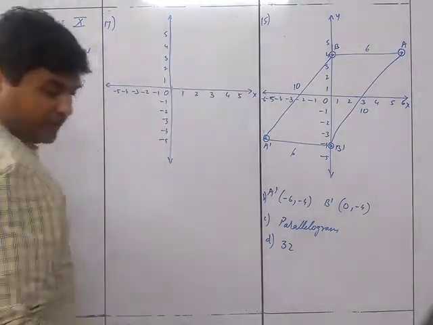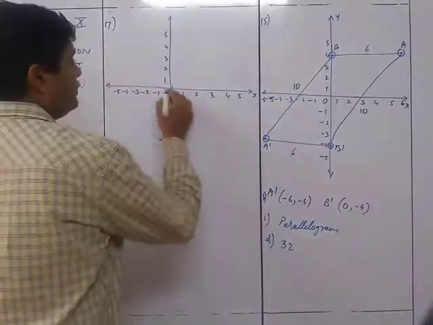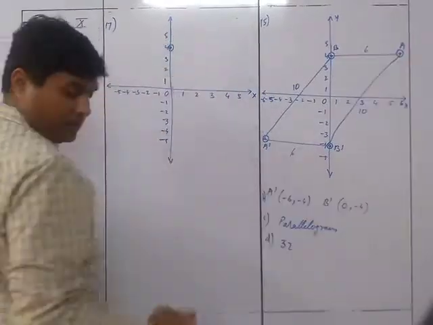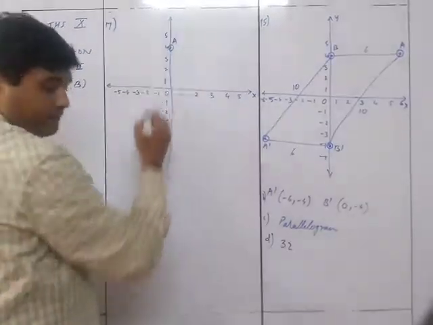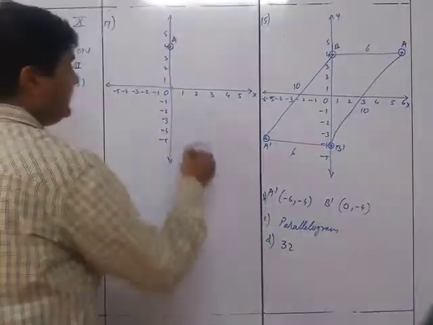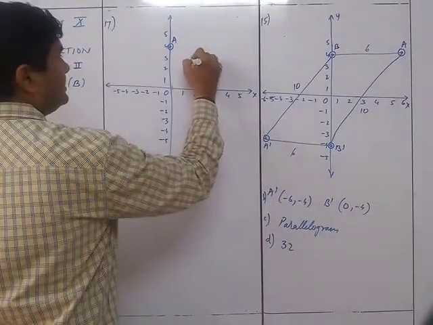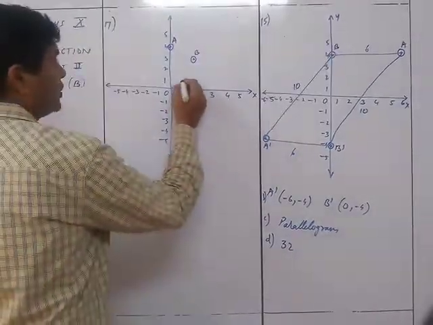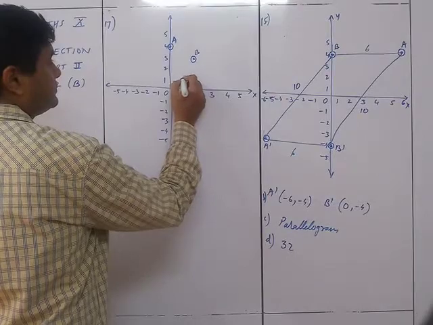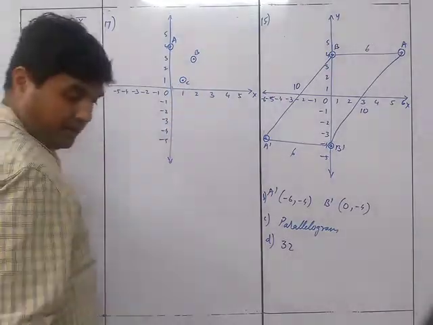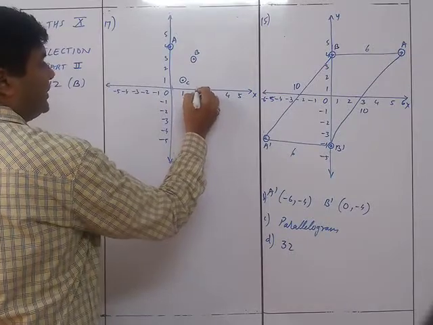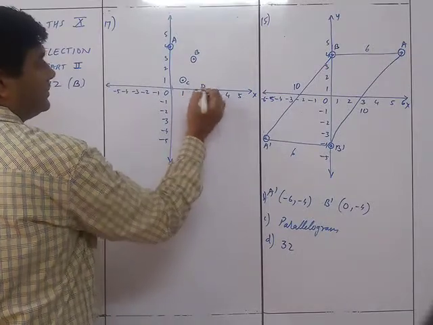What are the 4 points? The first point is 0, 4. So 0, 4 will be here. That is A. B is 2, 3. So 2, 3 will be here. That is B. C is 1, 1. So 1, 1 is over here. That is C. And 2, 0. So 2, 0 is a point over here, which is D.